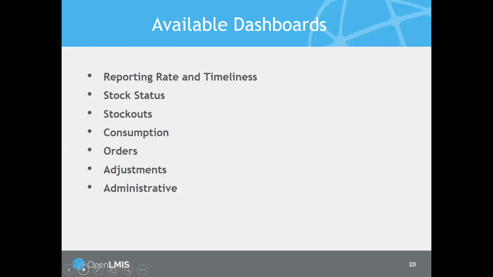This is a list of available dashboards that ship with version 3.6, and I'll go through these individually in the live demo. They cover topics like timeliness, the status of individual stock items with drill down capability down to the stock item and facility level, consumption of those stock items over time, orders, any adjustments and administrative reports that you need from the system.